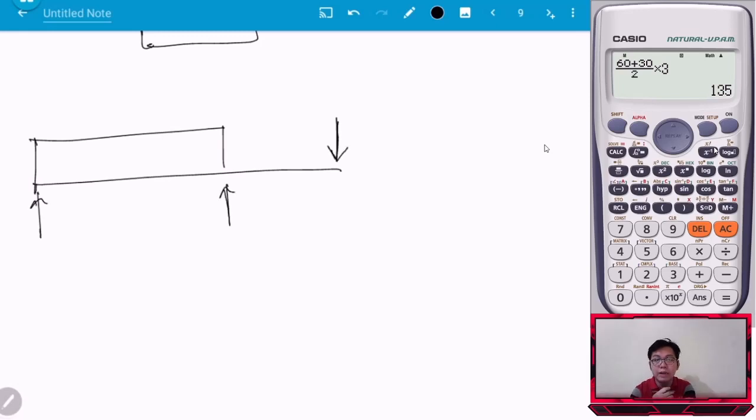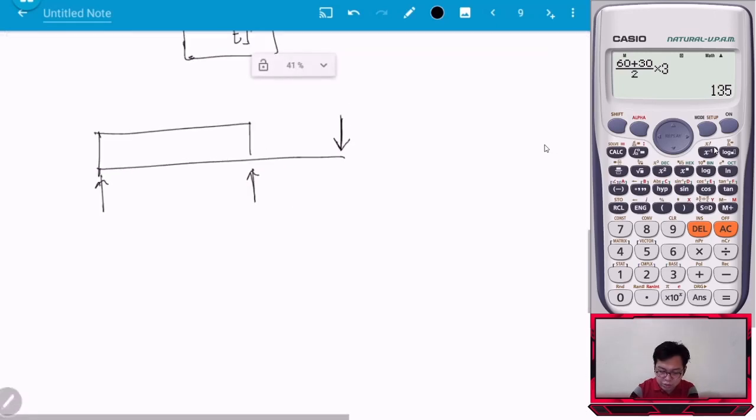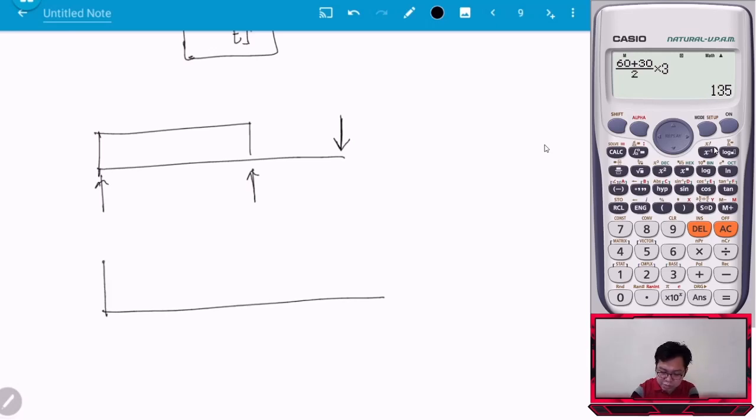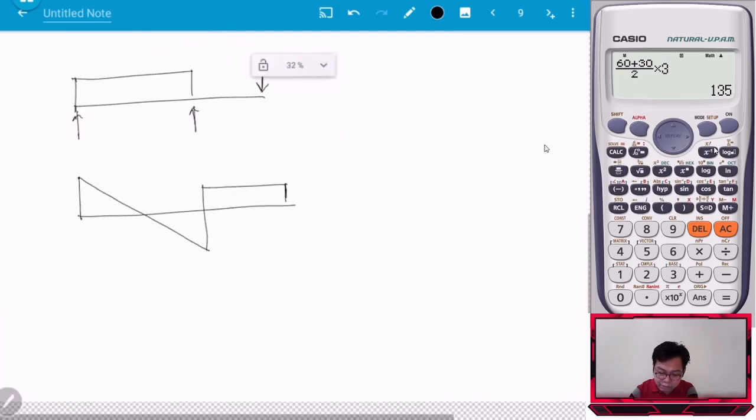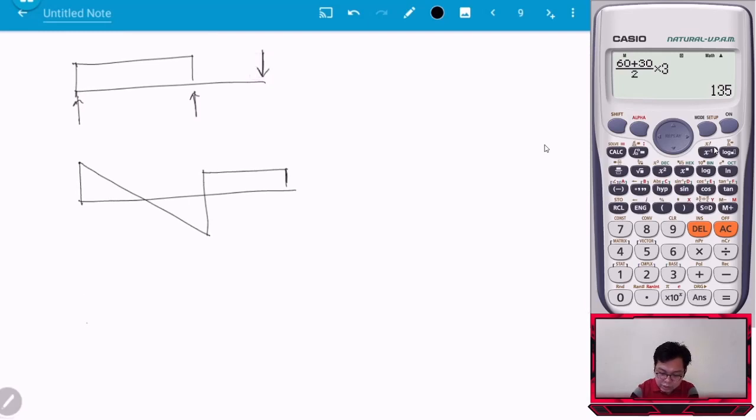Ganyan. Diba? Pag ganyan yung beam natin, ano yung mangyayari, guys? Ito yung mangyayari. So, ang shear diagram, siguro ang shear diagram nito is ganito. Upward and then bababa. No? And then tataas siguro ulit. Tataas and then straight. And then bababa ulit. So, ang mangyayari, ang moment diagram natin, siguro ang moment diagram is ganito. Parang ganyan. And then, ganun.